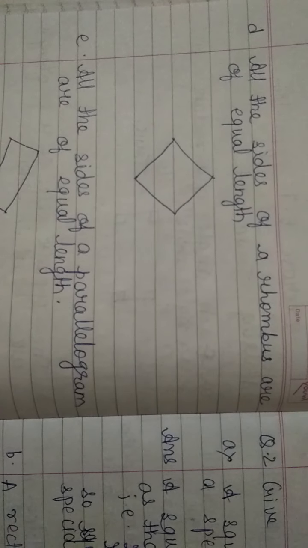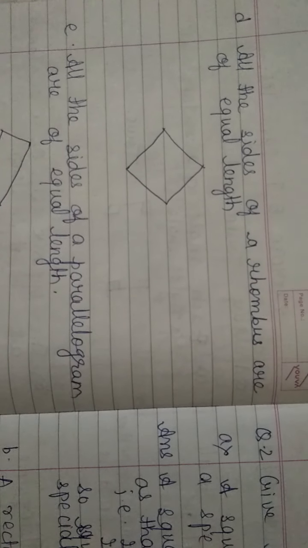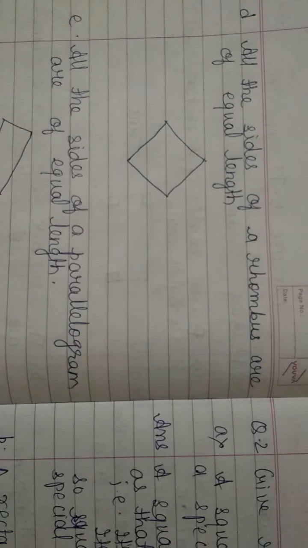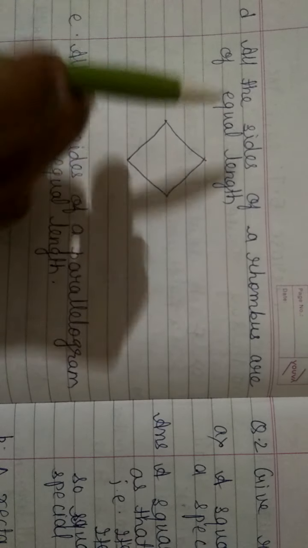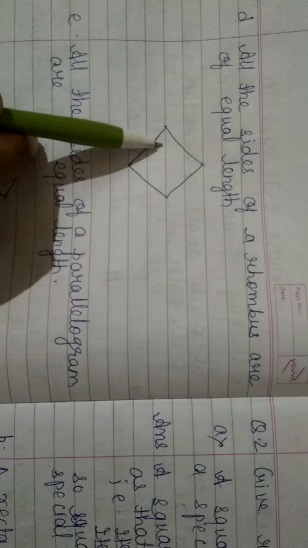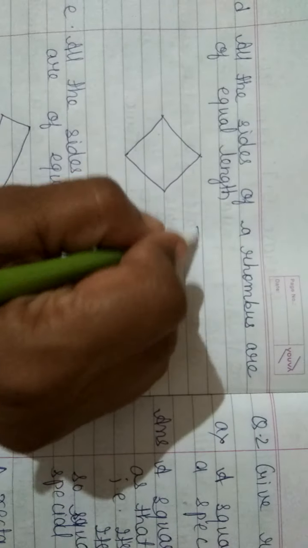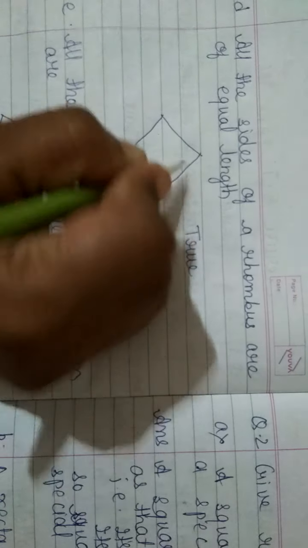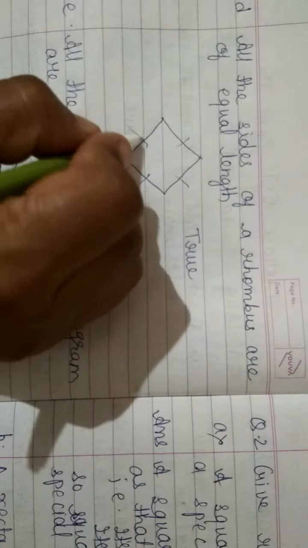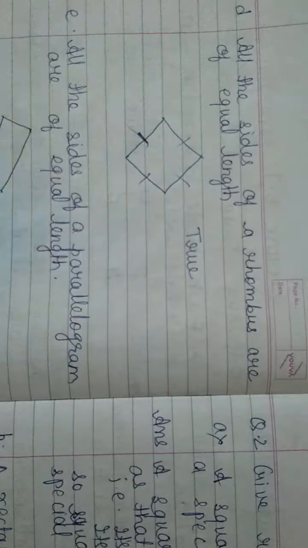Okay. Now children, D question is all the sides of the rhombus are of equal length. Now this is the shape of rhombus. And all the sides of the rhombus are of equal length. Yes, they all are equal in length. This is the rhombus. This sign indicates children that they all are equal.